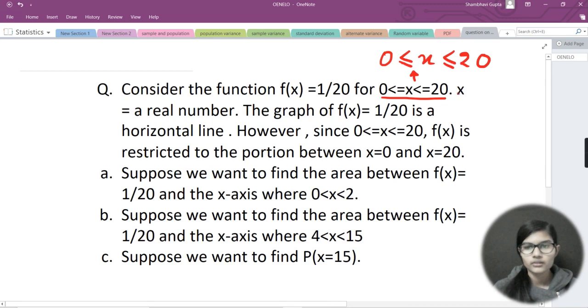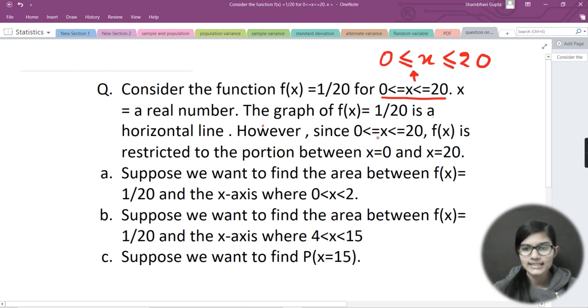After that, the question says that x is a real number. The graph of f(x) = 1/20 is a horizontal line. Here I don't have any graph, so I need to make that graph on my own. The hint is that the graph of f(x) = 1/20 is a horizontal line. First we read the function and then we'll make it.